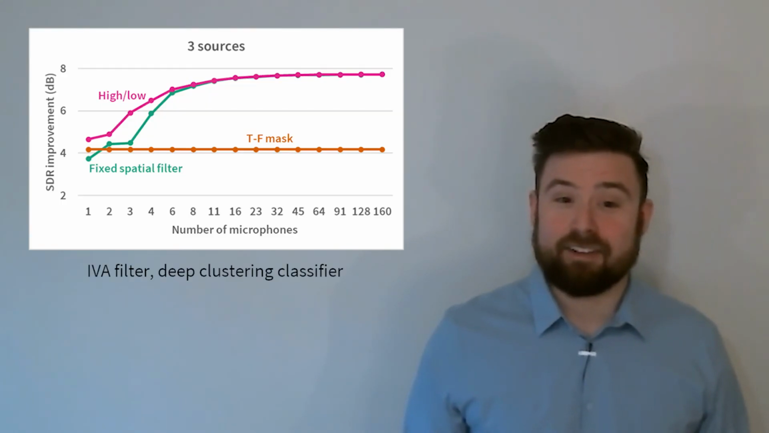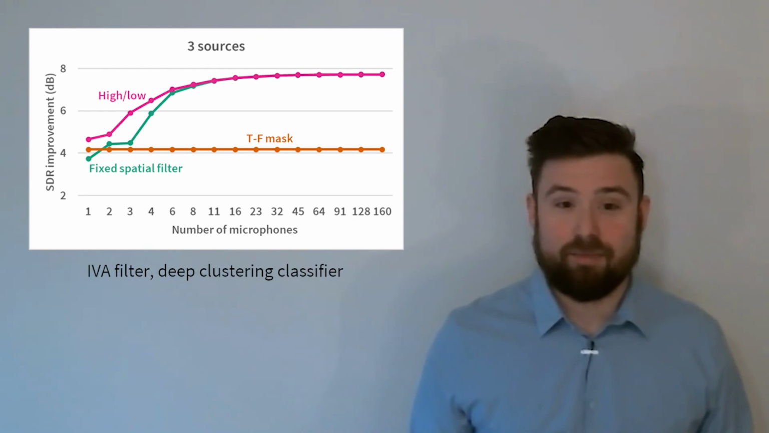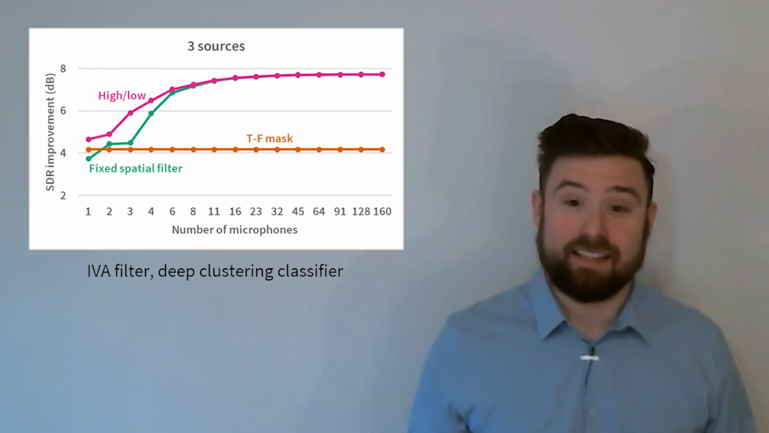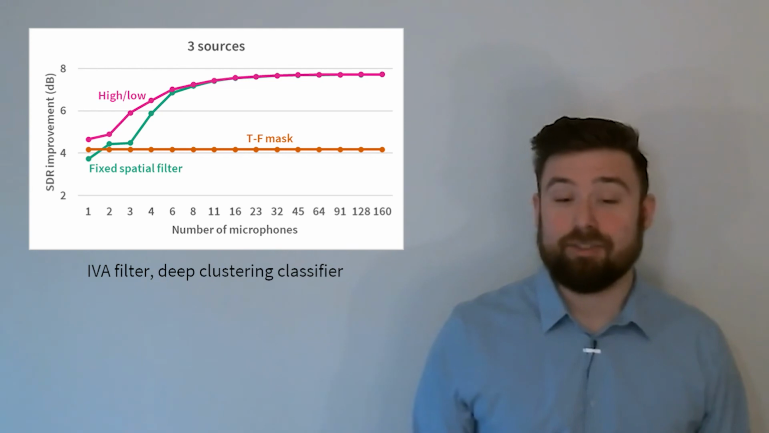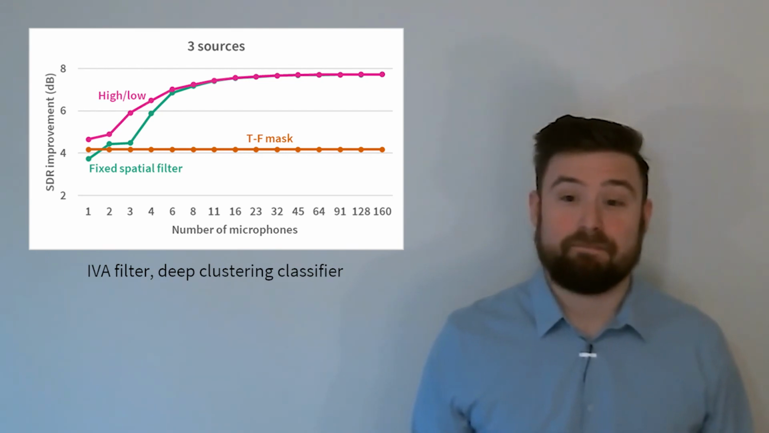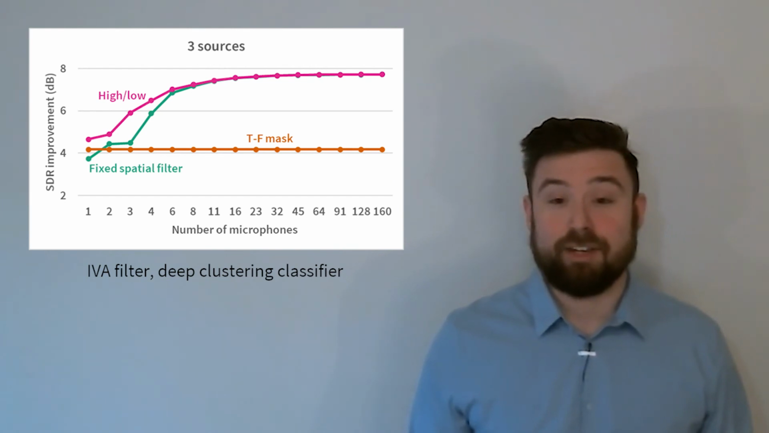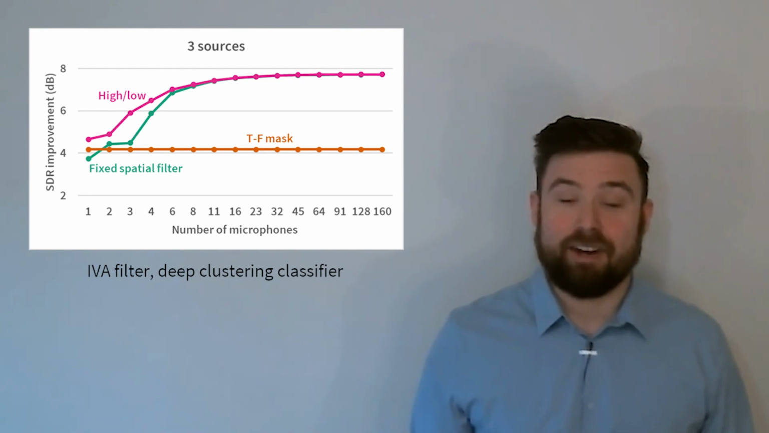Now let's see a more realistic experiment that uses blind source separation and a learning-based classifier. Since there are no blind algorithms that can handle 10 sources, this second experiment uses only 3 talkers at a time. The channel is estimated using geometric information and the independent vector analysis algorithm, and the dominant source is classified using deep clustering. Once again, the mask performs well for small arrays, and the spatial filter does better for large ones, but the high-low model does well at every array size.